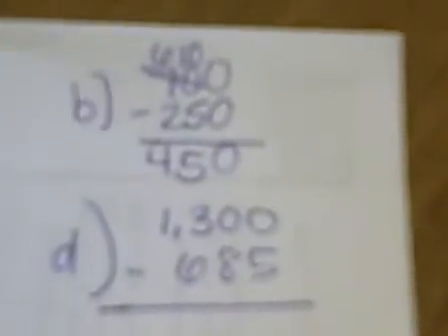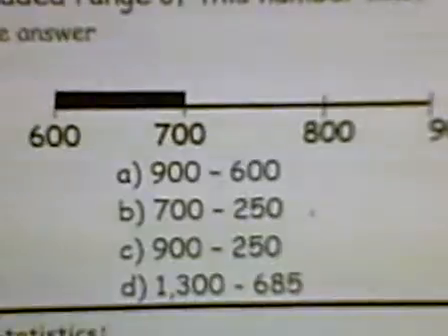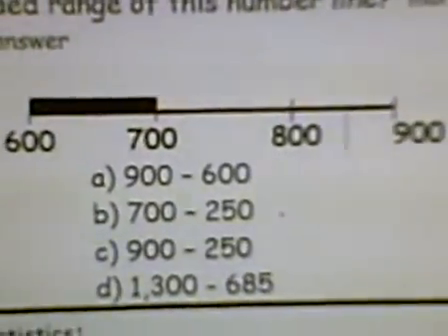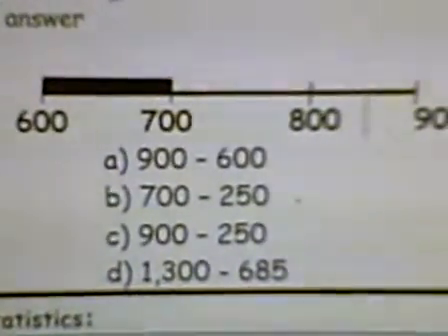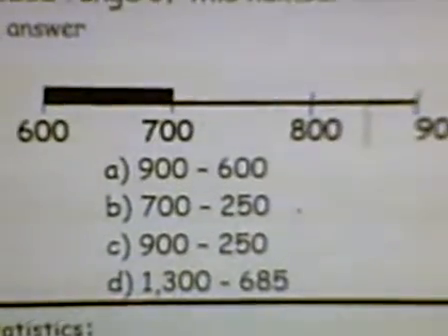700 minus 250. 0 minus 0 is 0. Can't do 0 minus 5 without getting a negative number, so I have to borrow from my hundreds place. The 7 becomes a 6. The 0 becomes a 10. 10 minus 5 is 5. 6 minus 2 is 4. 450. That is not in between 600 and 700. So now I must solve for C.